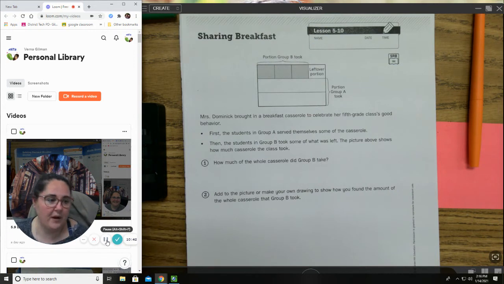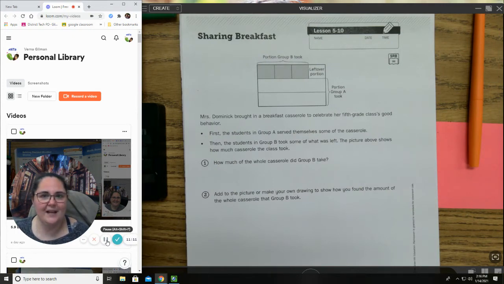It says, sharing breakfast. Mrs. Dominic brought in a breakfast casserole to celebrate her 5th grade class's good behavior. First, the students in Group A served themselves some casserole. Then the students in Group B took some of what was left. The picture above shows how much casserole the class took. So how much casserole did Group B take?